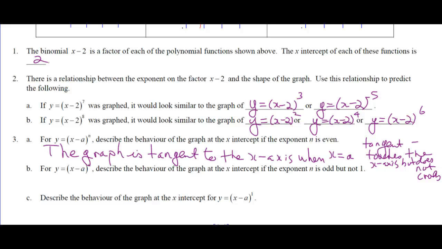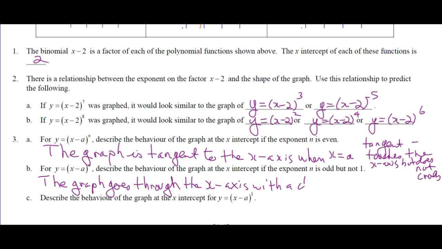Does it go through the axis? Yeah, at the point when x is equal to a. And here's where it changes direction, right? So it does this, and then it does this. We call that a change in concavity. So the graph goes through the x-axis with a change in concavity. And I'll tell you what that means in a second.